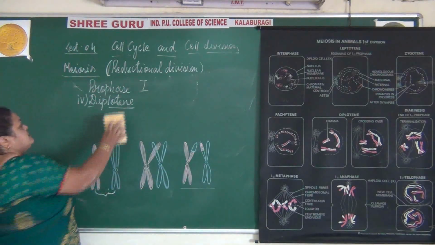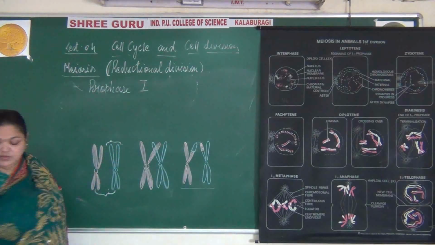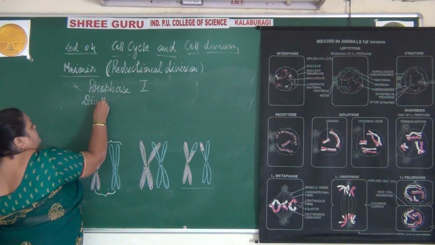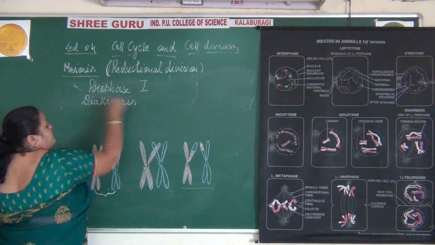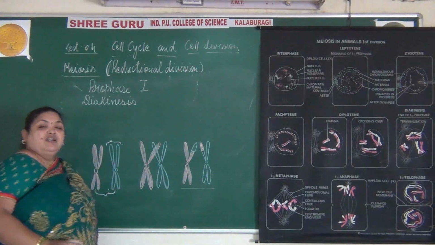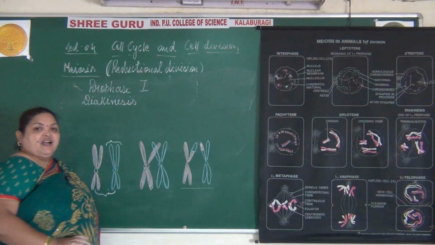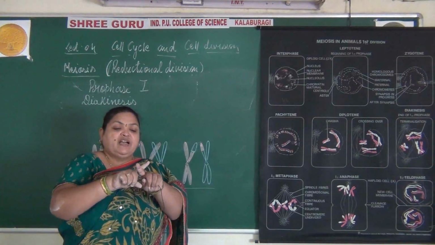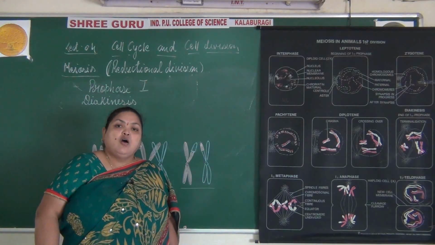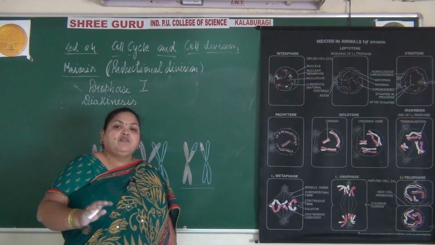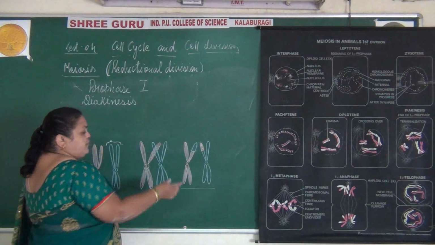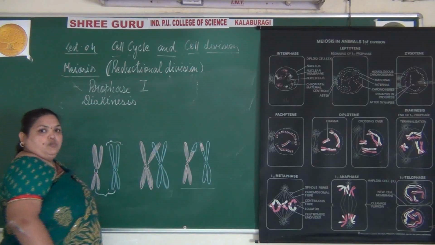In the last, it is diakinesis. The process is known as diakinesis. In this process of diakinesis, complete terminalization of chiasmata occurs. Slowly the chiasmata start to dissolve. You can see there is complete terminalization of the chromosomes where you will not find the chiasmata. Complete terminalization of chiasmata occurs with the formation of new sets of chromosomes.